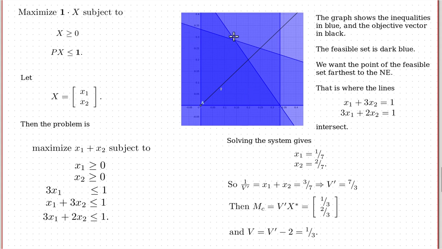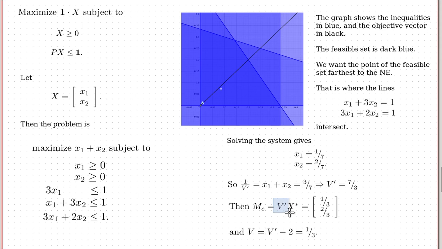Well, that point is formed where the two slanted lines intersect. So the two slanted lines come from these inequalities, and therefore this point of intersection can be determined by solving the system of these two equations, right? These are the two equations for those two lines. It's easy to solve. What you wind up with is that x1 equals 1/7 and x2 equals 2/7, right? So with that solution, we can now find that, well, if we add them together, the sum x1 plus x2 equals 3/7, well, that represents 1 over v prime, and therefore v prime, that is the average payoff to the row player in the modified game, is 7/3, right?